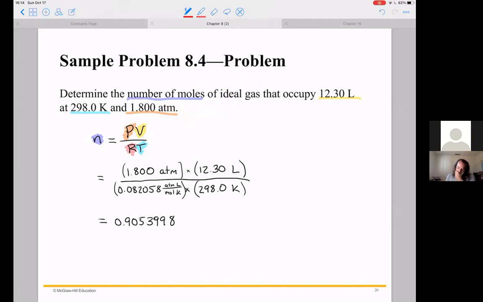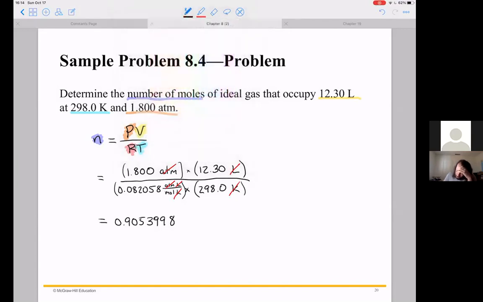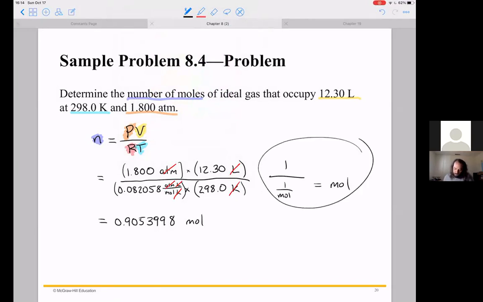Units. So I have ATM on the top. I'm dividing by ATM, liters dividing by liters, Kelvin dividing by Kelvin. And so what I'm left with is 1 over 1/mole, and this is just equal to mole.